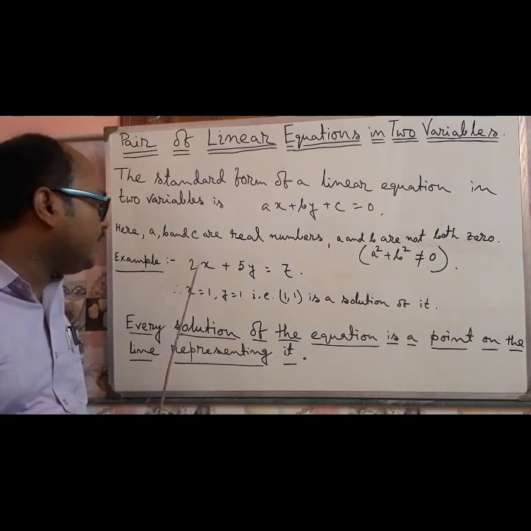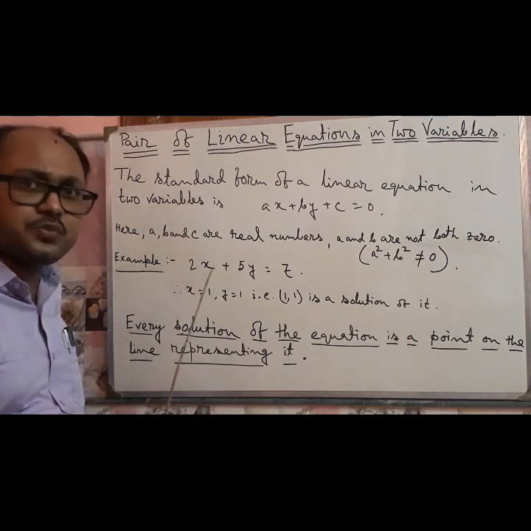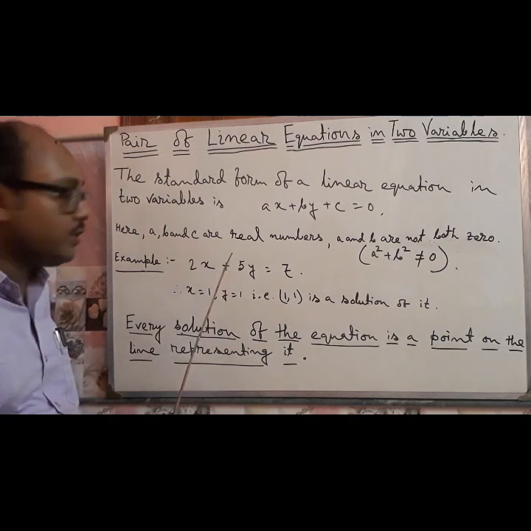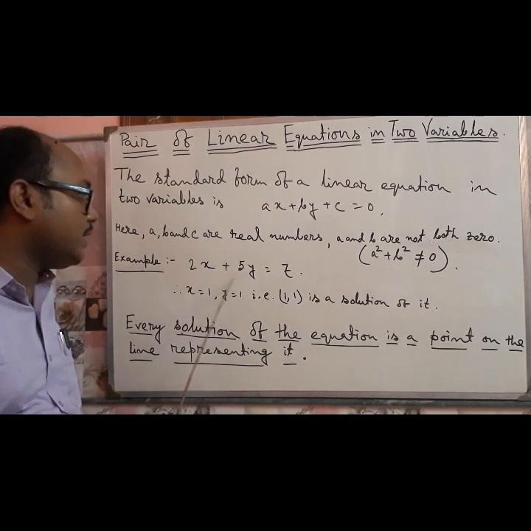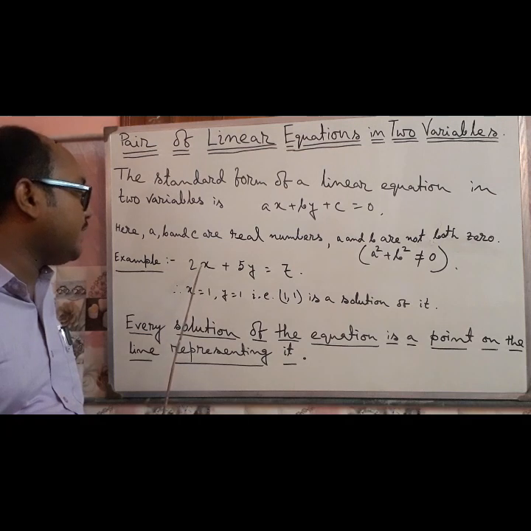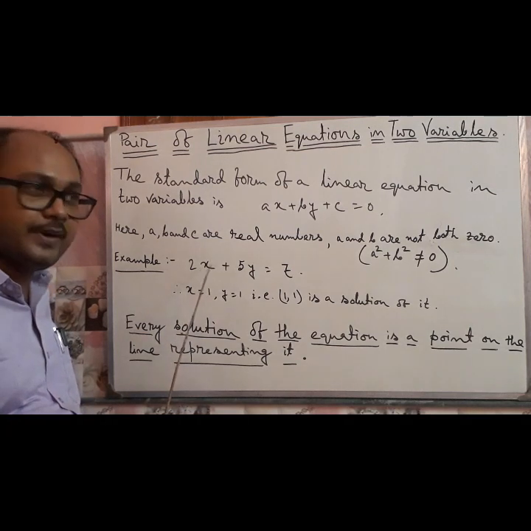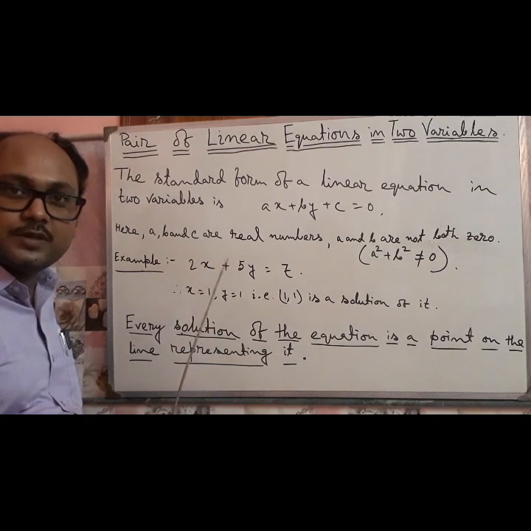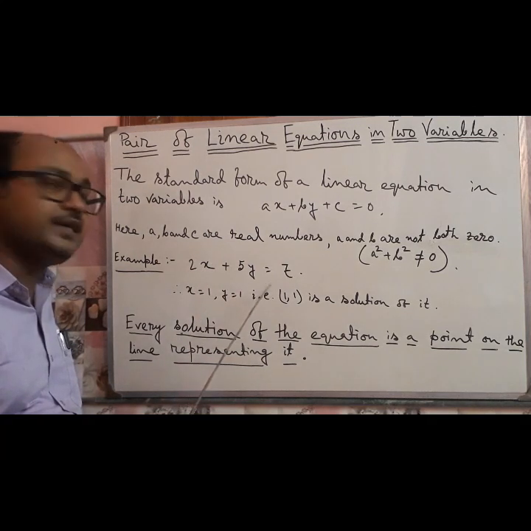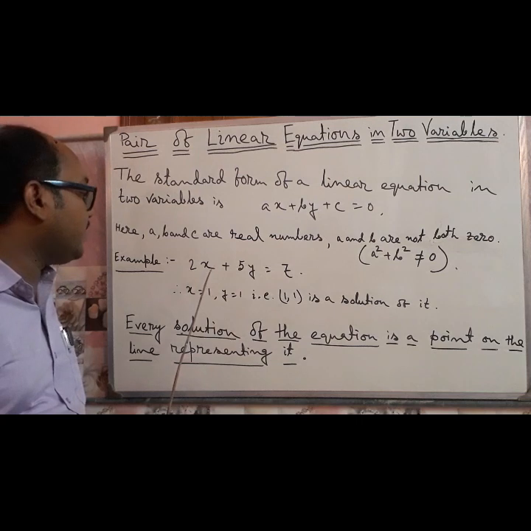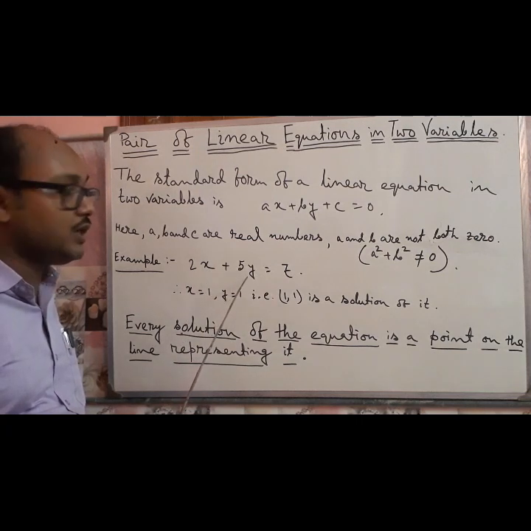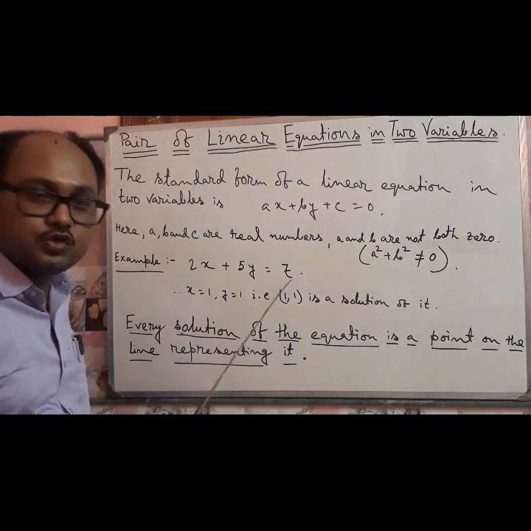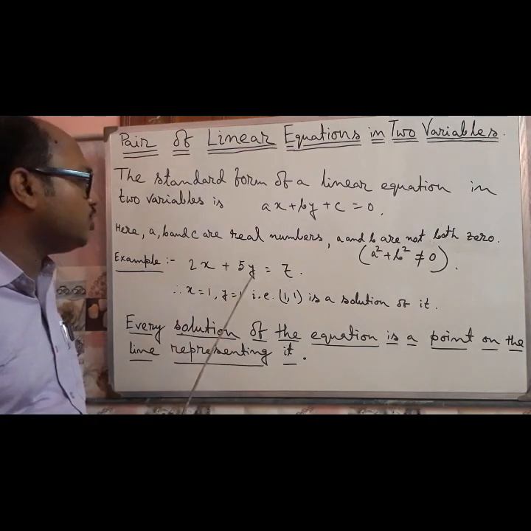How many solutions are possible for a linear equation? Infinite solutions. One more solution for this equation: suppose we write x = 7/2, y = 0, that means (7/2, 0) is also a solution. Or if we write x = 0, y = 7/5, it is also a solution. Like this, infinite solutions are possible.